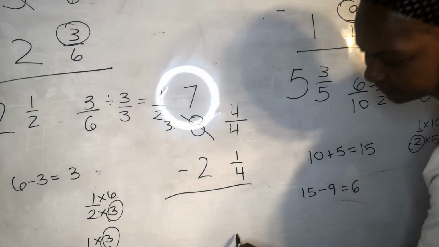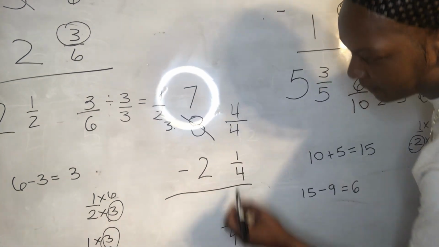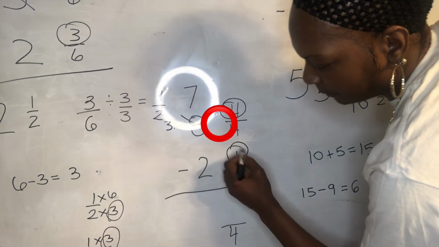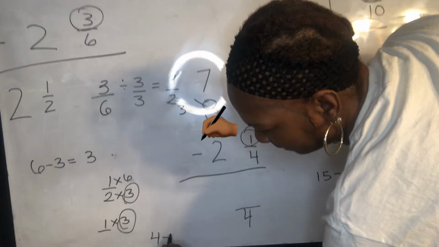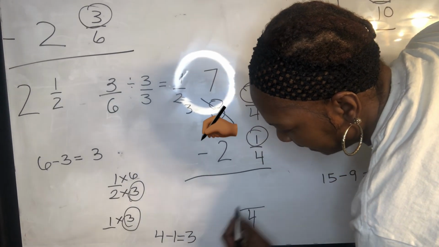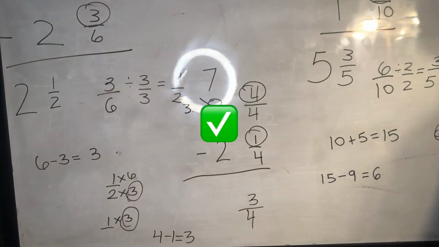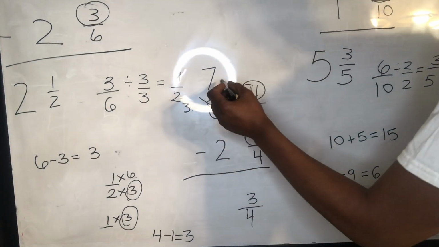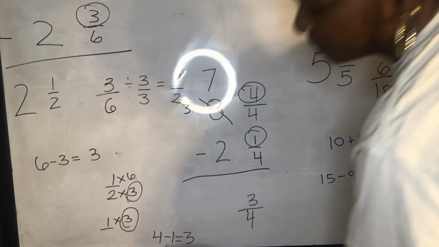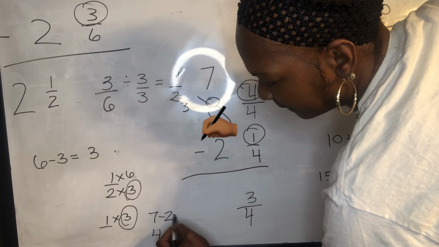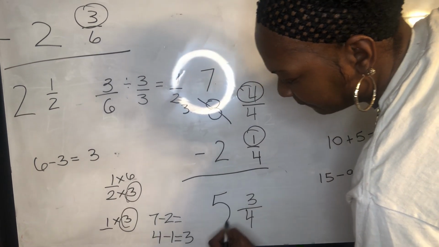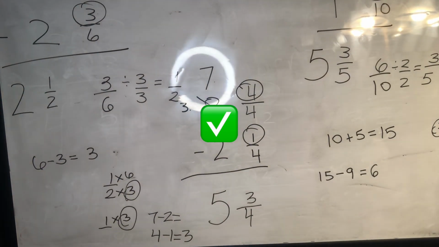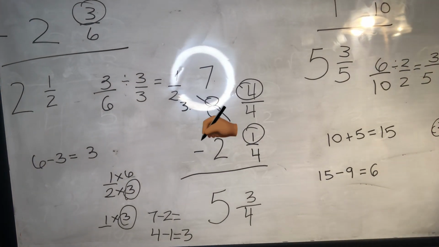So we have our denominator set at 4. We circle. We have our 4 take away 1 equals 3. And we now have our fraction of 3/4. Then we go into our whole number side. We have 7 take away 2. And that's going to leave us with 5. So we have now an answer of 5 3/4.